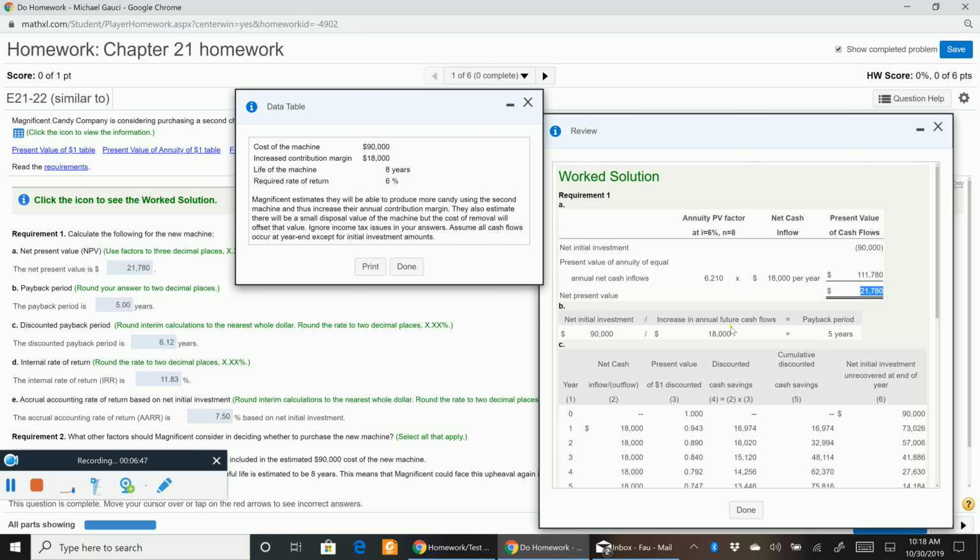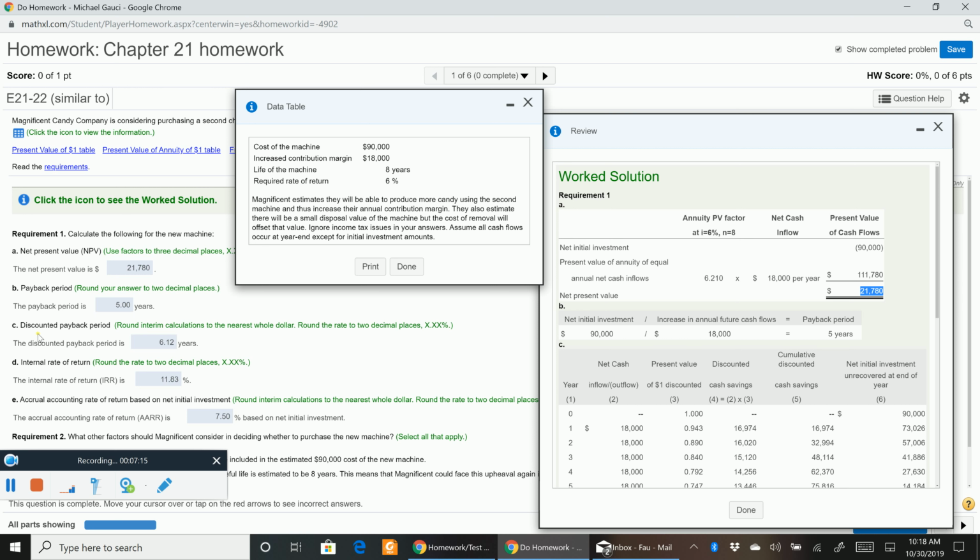Now, if the annual cash flows are different every year, we'd have to do some sort of table, starting with the 90,000 and then keep subtracting the amount of the cash flows until we get to the point where we have the payback period. But in this case, it's very straightforward. With annual cash flows that are the same, here is your formula to figure out the payback period: net investment divided by the increase in cash flows.